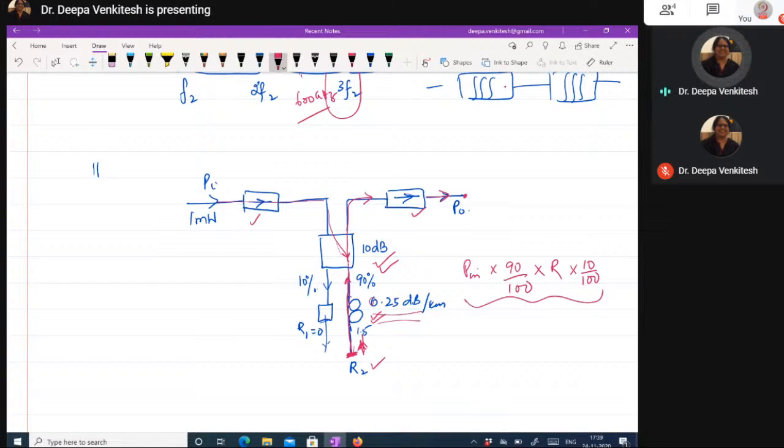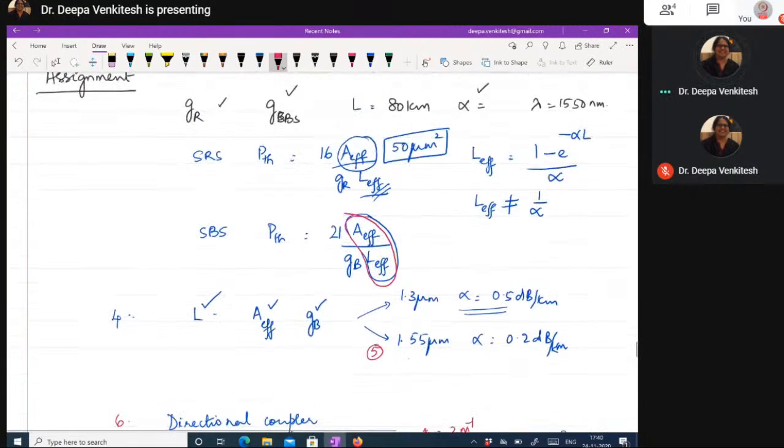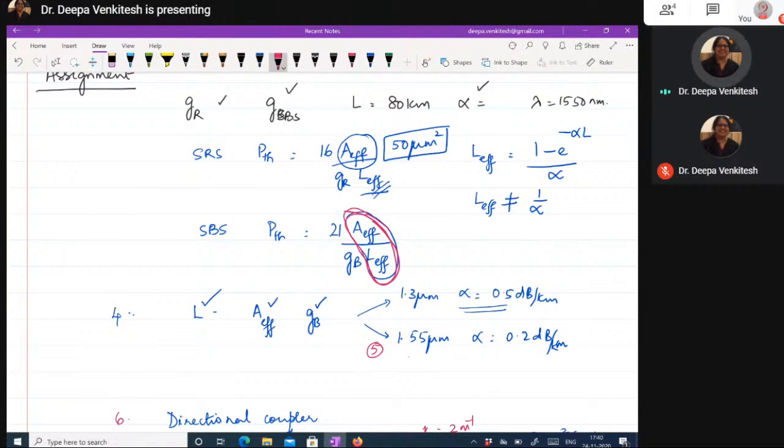There's a question here: SBS and SRS threshold is high for 1310 and 1550, so 1310 is better. That is right, 1310 is better than 1550. I, by mistake, mentioned that 1550 is better. It is 1310 that is better in that context. But as I said, what is to be considered here is this ratio, A effective by L effective. We have to go back and calculate what that ratio is to exactly identify which one is better. The larger the threshold, the better for us as far as Brillouin scattering and Raman scattering are concerned.